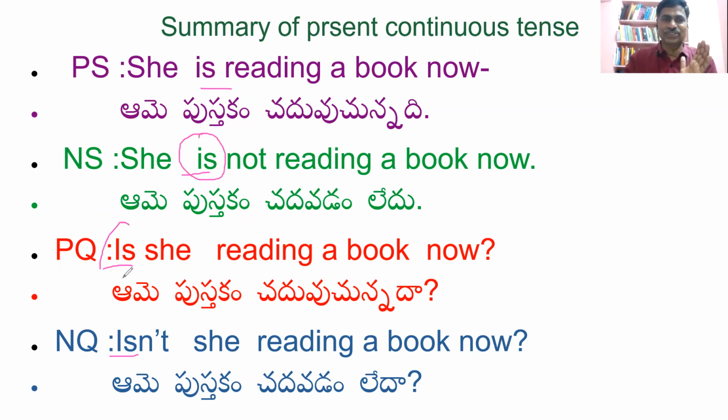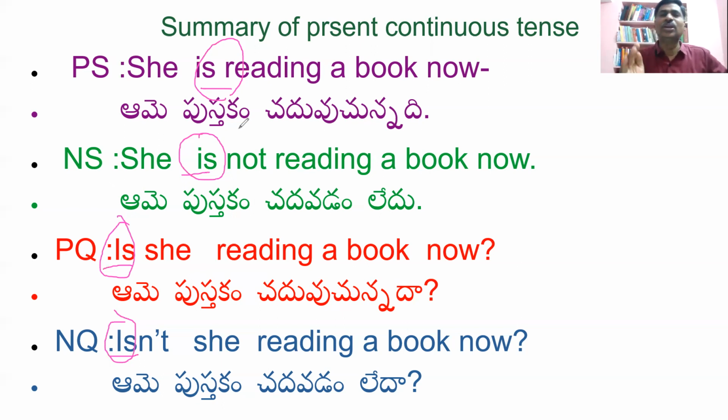That's all. Past continuous. Okay? Wasn't. Okay? Here is she isn't. So she was reading a book at that time. She was not reading a book at that time. Okay, was she reading a book at that time? Was not she reading a book at that time?